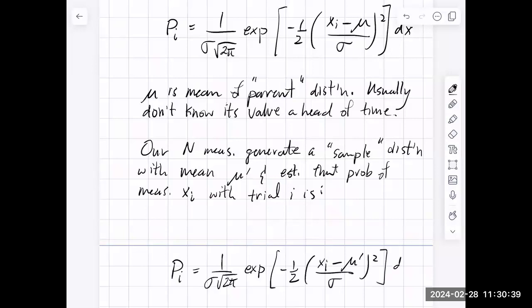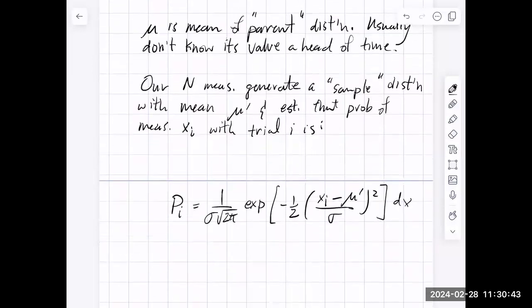And then we just need our dx. So we could do this for any one of our n trials, right? There would be i equals 1, 2, 3, 4, 5, 6, all the way up to n. And we would have this probability each time where we just change the index from i to be 1, 2, 3, 4, and so on.